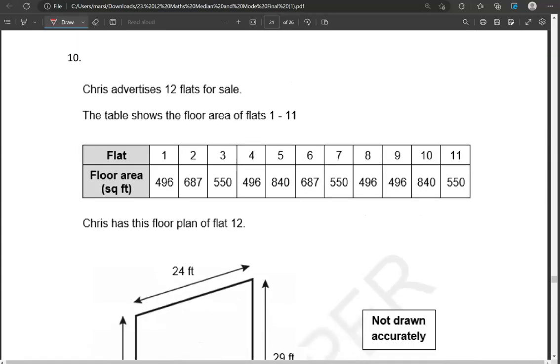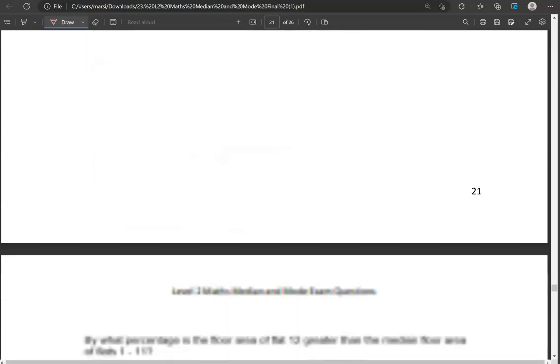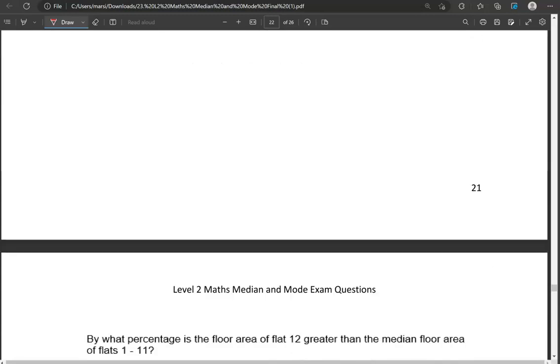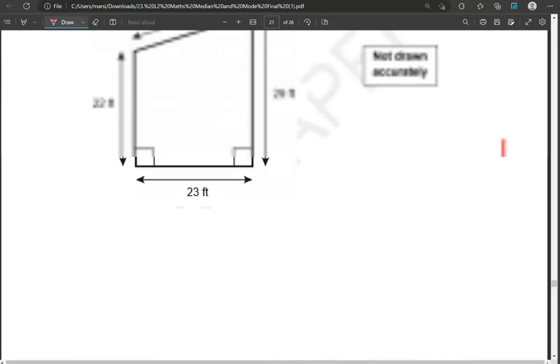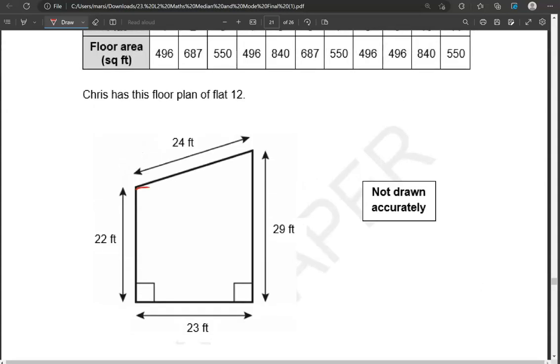Chris advertises 12 flats for sale. The table shows the floor area of flats 1 to 11. Chris has this floor plan of flat 12. By what percentage is the floor area of flat 12 greater than the median floor area of flats 1 to 11? Give your answer to 1 decimal place. So we'll start by working out the floor area of flat 12. It's a compound shape, so we're going to split it into 2. The rectangle and the triangle.